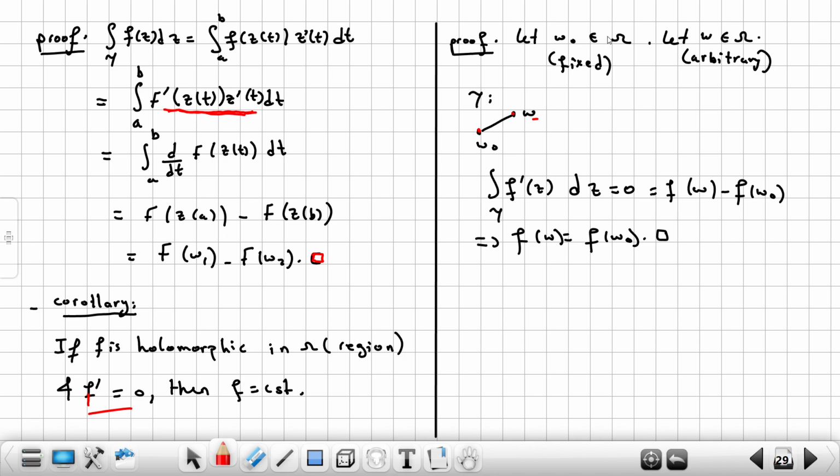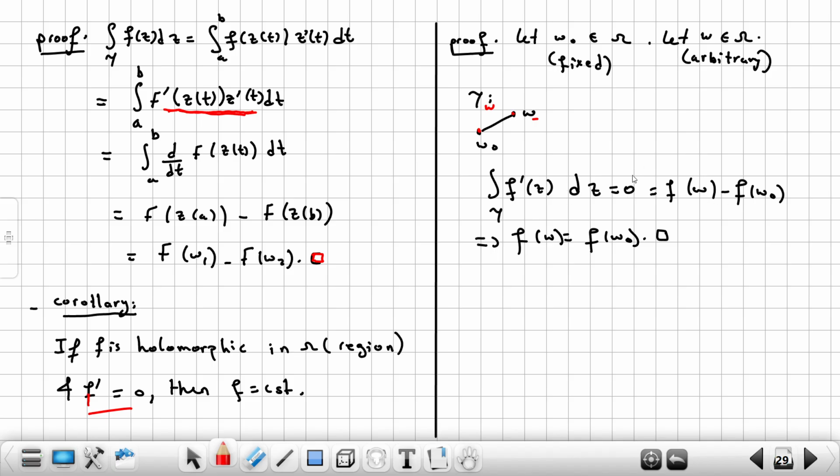Take w0 in omega and let w be an arbitrary one. So fix w0, and for any arbitrary w, choose gamma, of course, gamma depending on w, so that we can assume, without loss of generality, that the segment joining these two points is also in omega, since omega is connected by assumption. And so integrate then over gamma of f prime. f prime is equal to 0, so the integral is equal to 0.